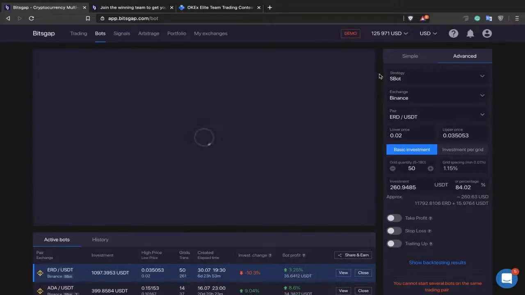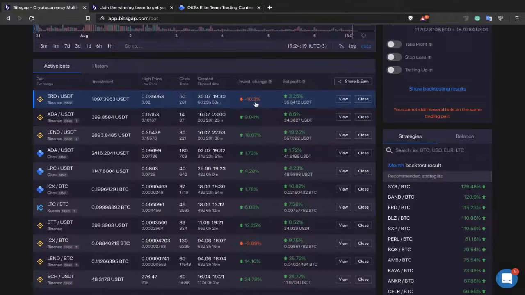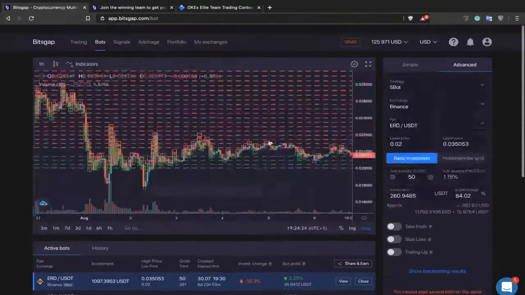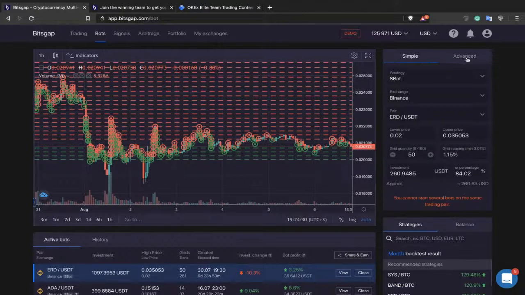And you see I have a bunch of active bots right now. Most of them are in the profit zone. Only two of them are in the negative area. On the right side you see a configuration panel. That's the simple mode and the advanced.